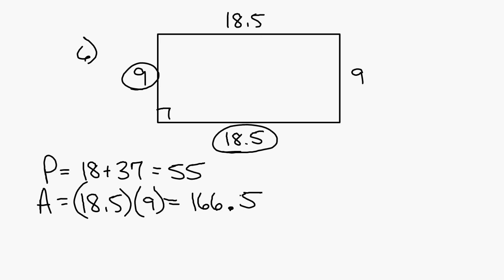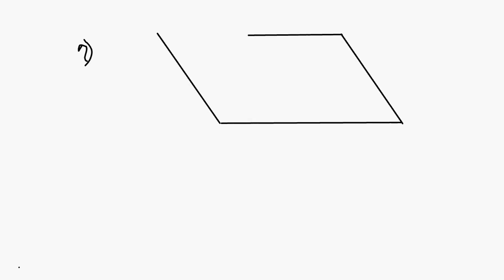Number 7. Alright, here your height is going to be in a little different position. So the top's 30, which means the bottom's 30. The right side's 20, which means the left side's 20. This angle is 60 degrees right here.